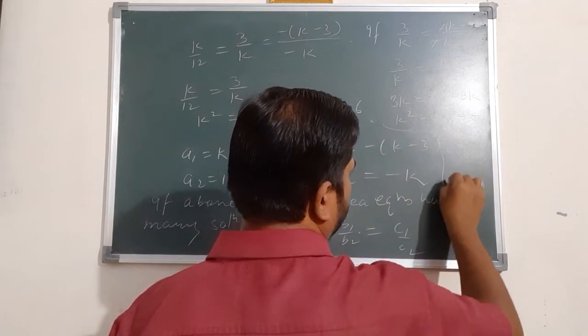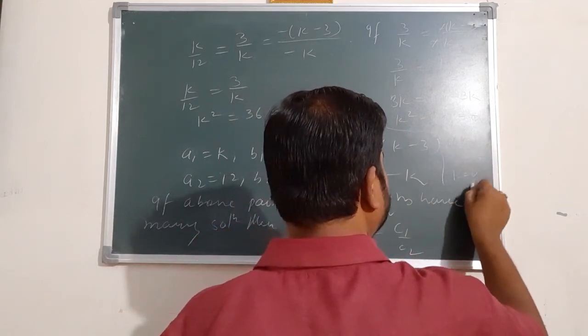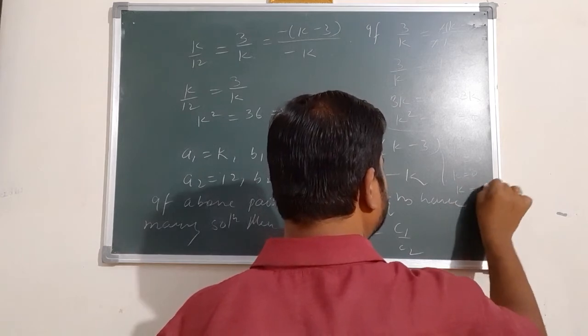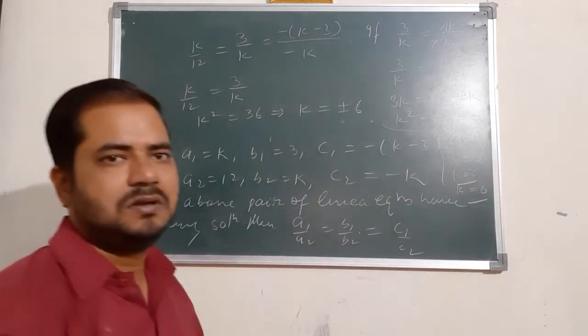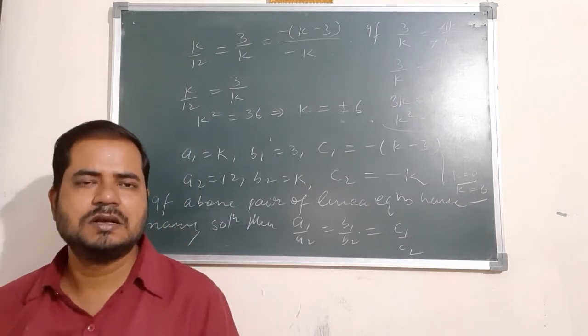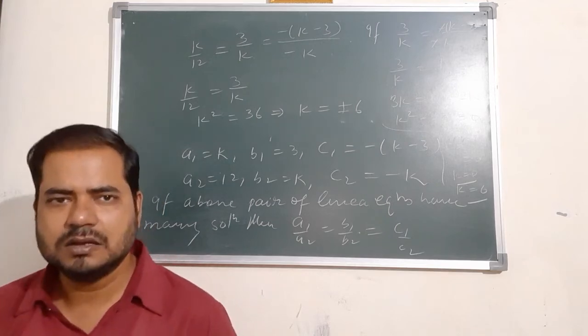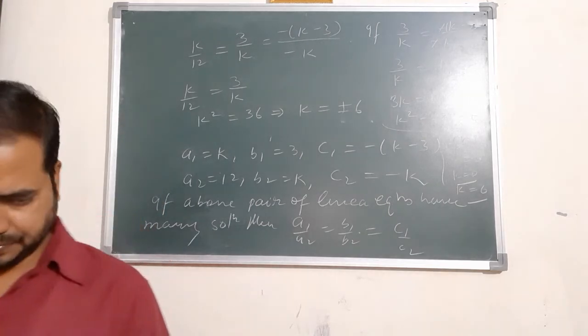So from this k into (k minus 6) is equal to 0. So either k is equal to 0 or k is equal to 6. So at the value of k is equal to 0 and k is equal to 6, the pair of linear equations have many solutions. Okay, so please note it down.